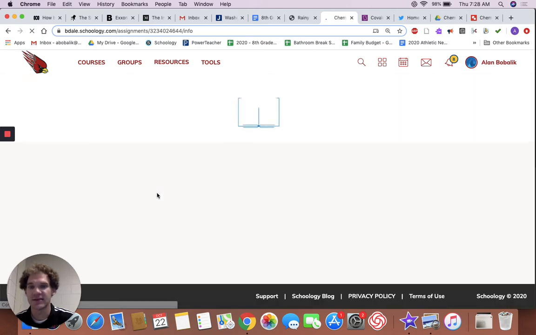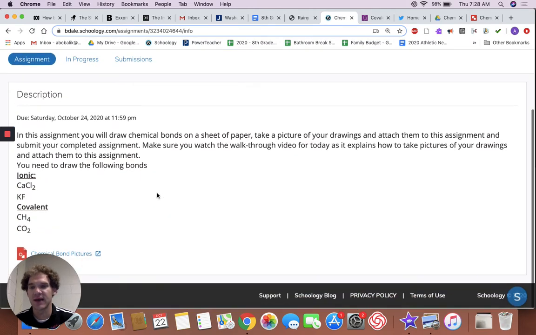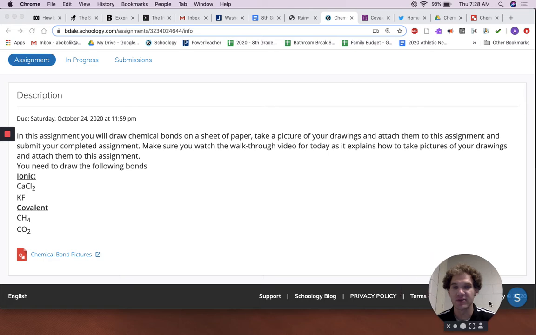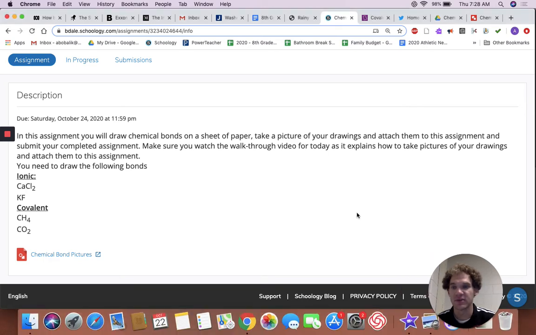It says, in this assignment, you will draw chemical bonds on a sheet of paper, take a picture of your drawings, attach them to this assignment, and submit it. Make sure you're watching the walkthrough videos. It shows how to do all this. The two ionic bonds you need to create are CaCl2, and think about what that 2 means, and KF, which is potassium and fluorine. The covalent bonds are CH4, so one atom of carbon and 4 atoms of hydrogen, and then CO2.